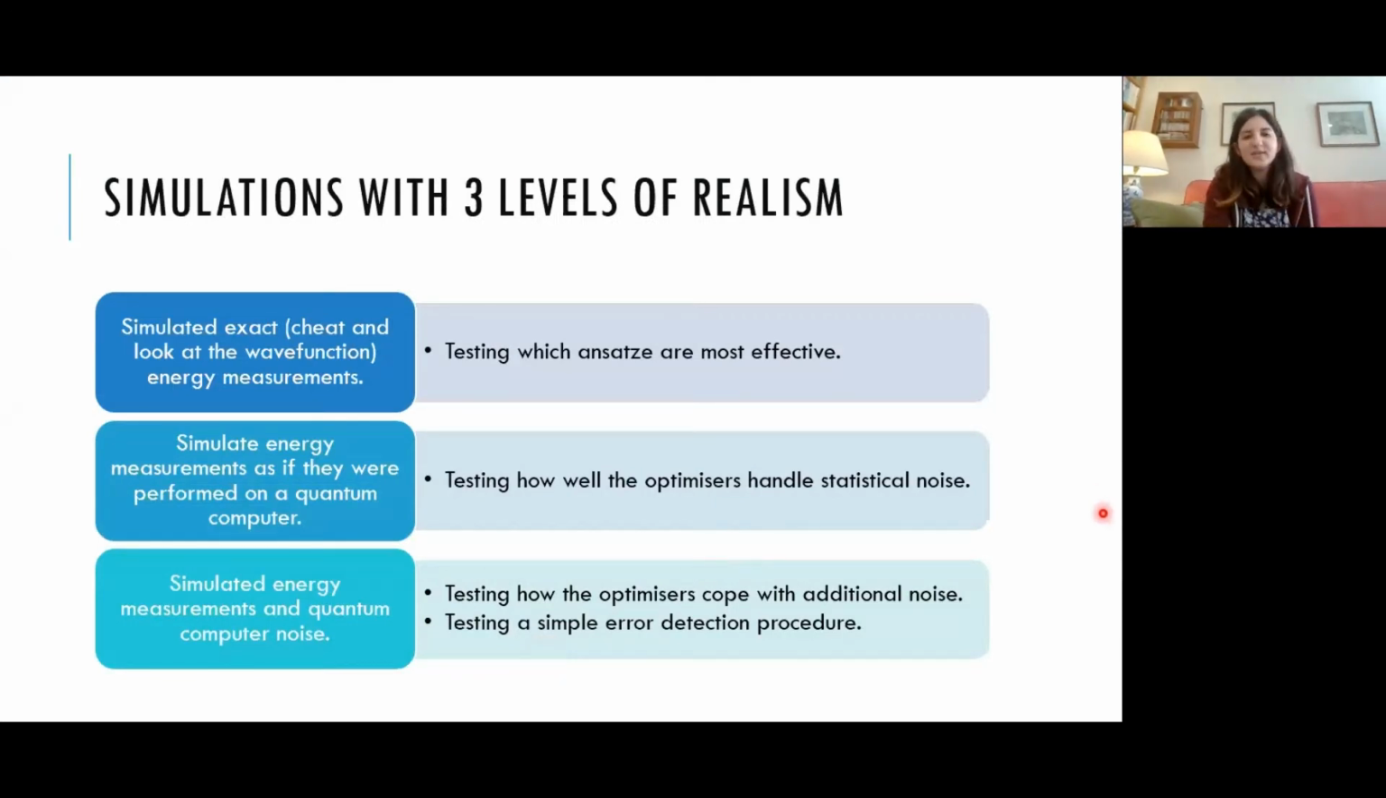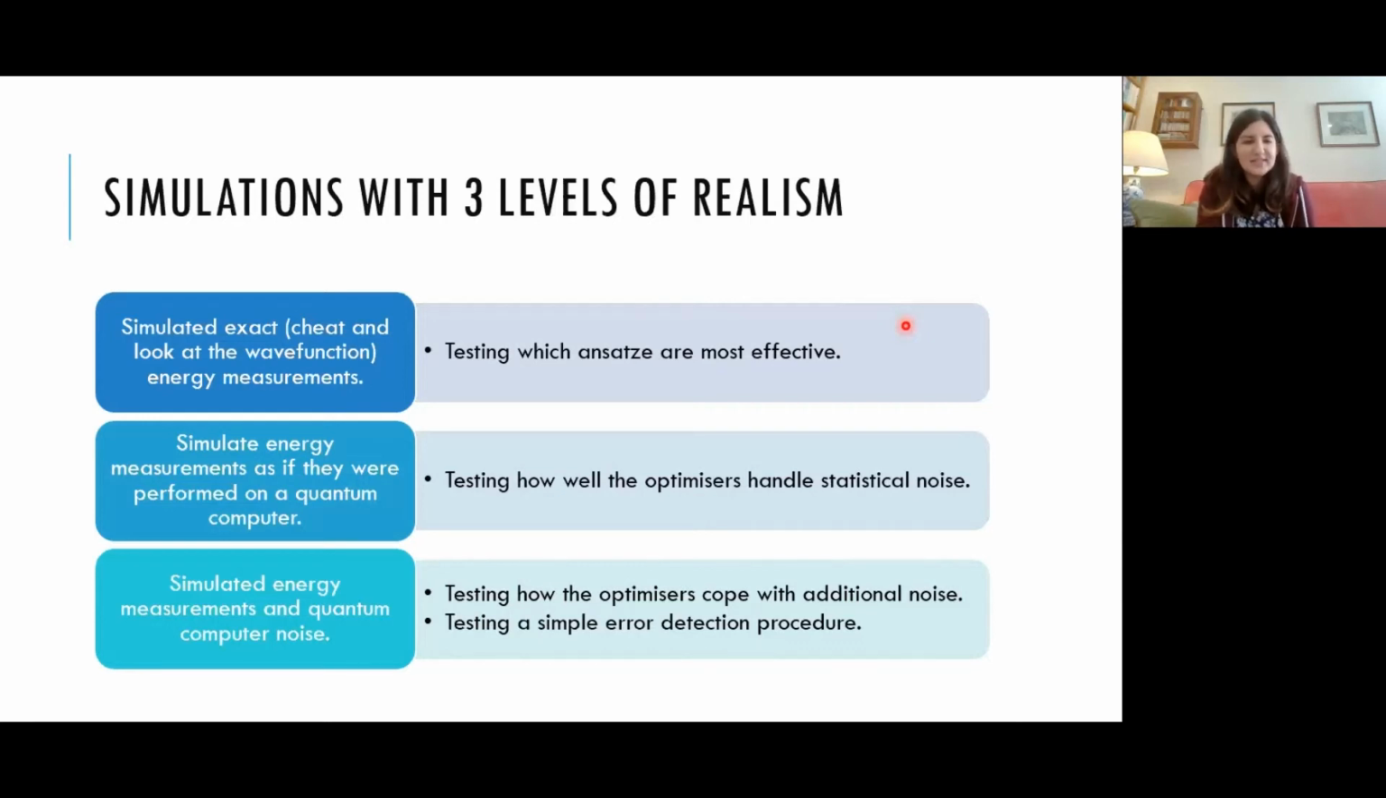So we ran a bunch of simulations and we did them with three levels of realism. The first level is we simulated the exact energy measurements. We kind of cheated and looked at the wave function. This tests which ansatz are most effective. If you have a circuit which doesn't work well even with exact measurements, it's not going to work well when you've also added noise.